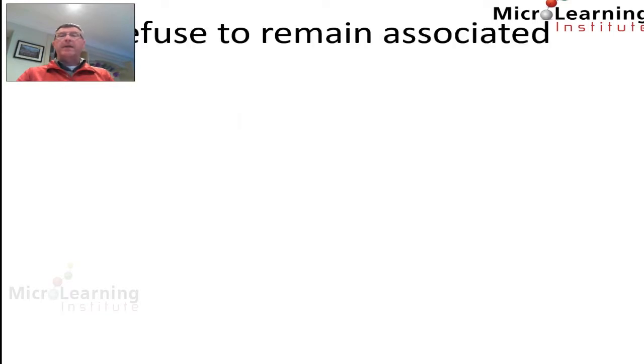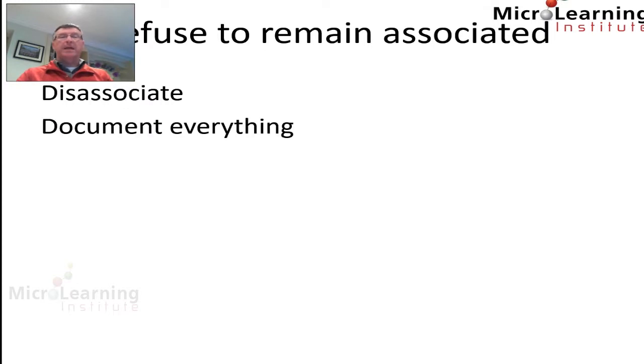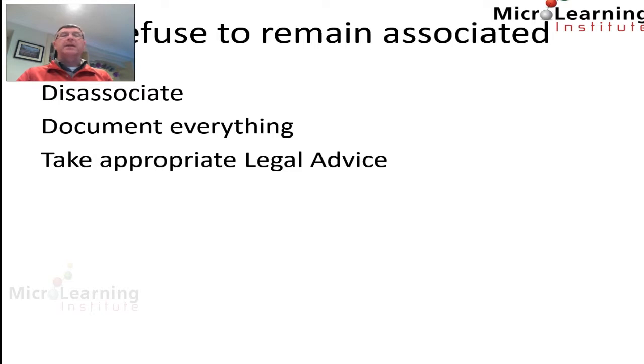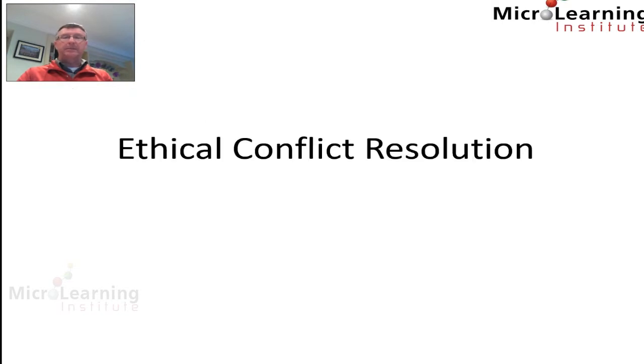Most importantly, if there is an ethical dilemma and you cannot get it resolved, you should, as a professional, refuse to remain associated with the ethical conflict. We should dissociate ourselves from it, document everything because that may be necessary in any future analysis of the event, and take appropriate legal advice.